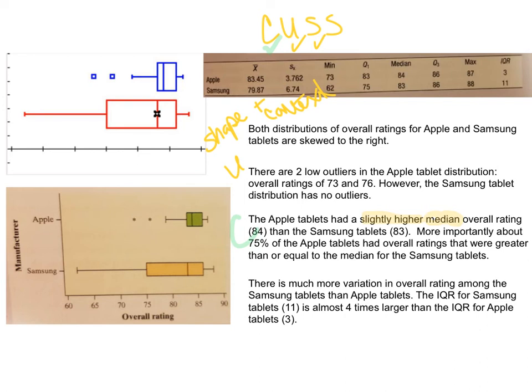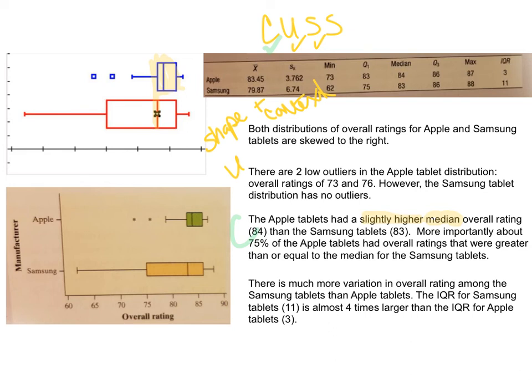More importantly, about 75% of the Apple tablets had overall ratings that were greater than or equal to the median for Samsung tablets. So how do I determine that? Well, if you look at the graph, I'm lining up my median and quartile 1, which is how I'm saying that 75% of this blue one right here is higher than just half of the median for the Samsung.